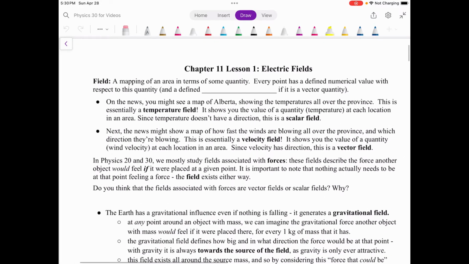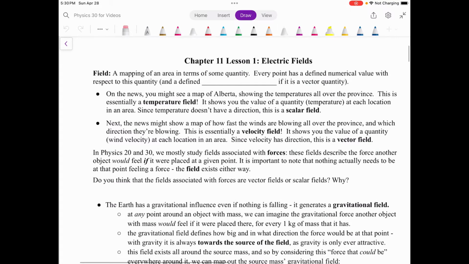All right, so we'll start out here with a little reminder of just what is a field, what does that term mean, and then we'll look at how it applies in the context of the electric force and what we've been talking about. So let's jump right in.